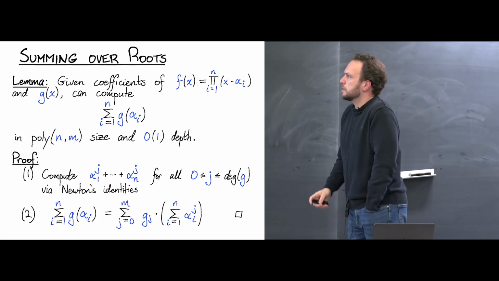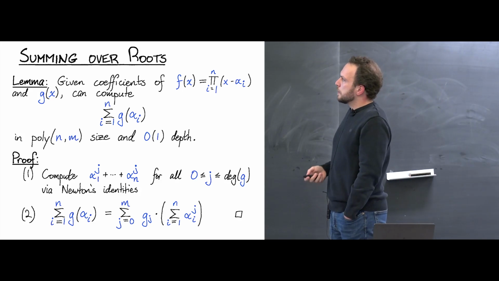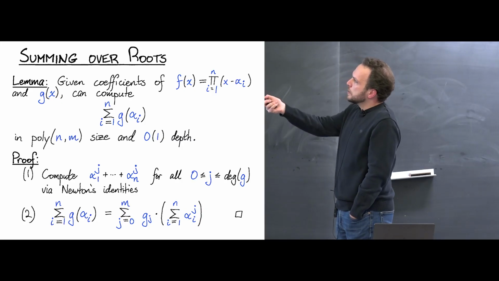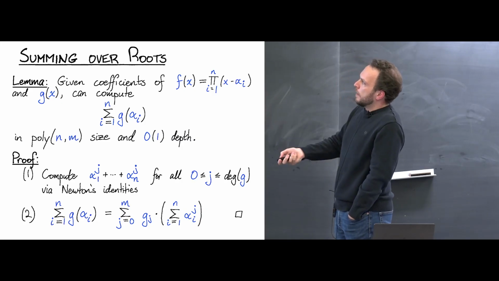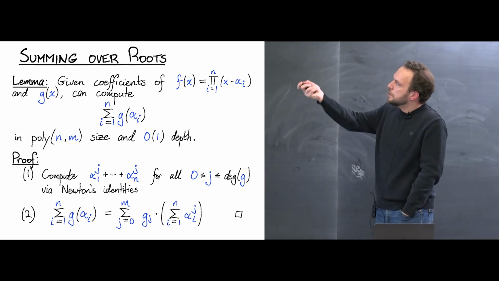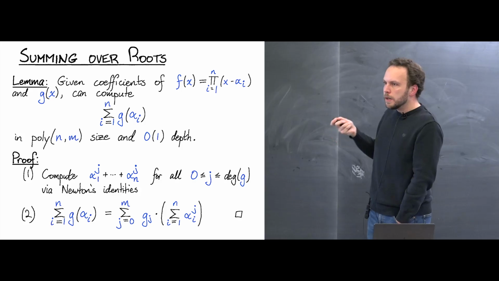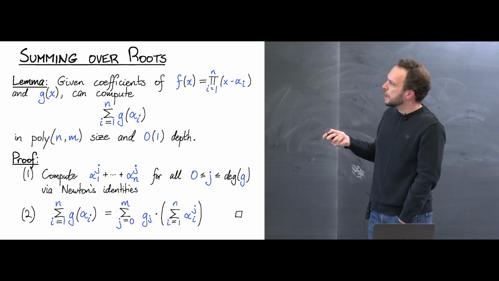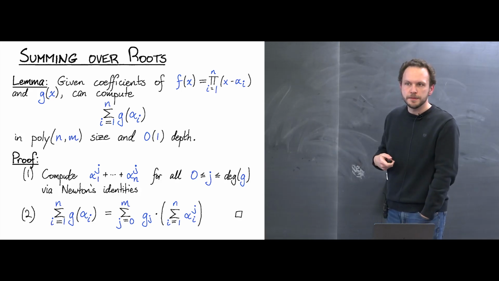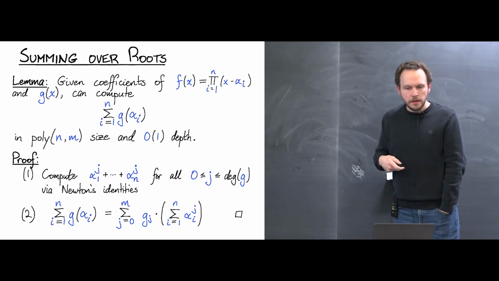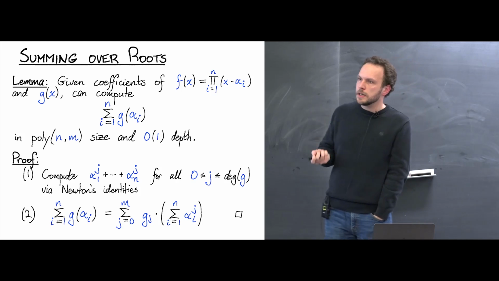So this is the first interesting problem we're going to look at. I give you as input two polynomials f and g. Now to describe the problem, I need to know the roots of f. It has some roots alpha 1 through alpha n. And what I want you to do is evaluate g at each root of f and then output the sum of those evaluations. Now I claim you can do this in polynomial size and in constant depth.